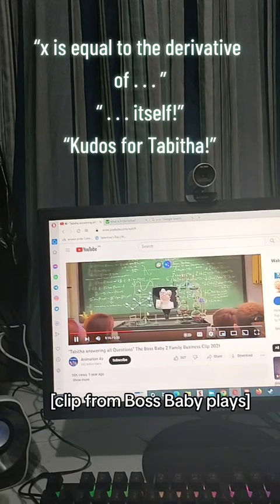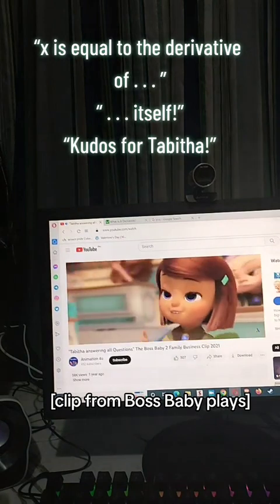X is equal to the derivative of... me itself. Kudos for Tabitha.